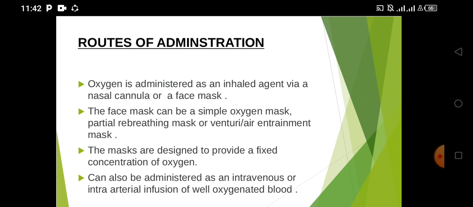It can also be administered as an intravenous or intraarterial infusion of well-oxygenated blood. This is whereby blood with sufficient oxygen is directly transfused into an artery or a vein.